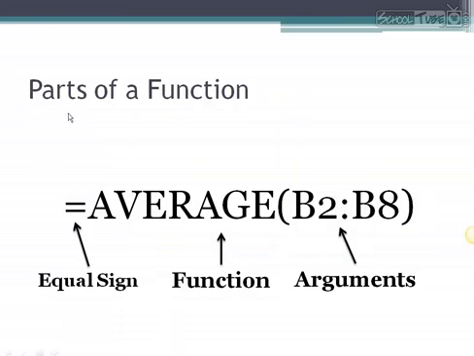A function has 3 different parts. You have your equal sign, your function name, and your arguments. Sometimes your arguments will be arranged as a range. Other times, your arguments will be separate cells within your spreadsheet.